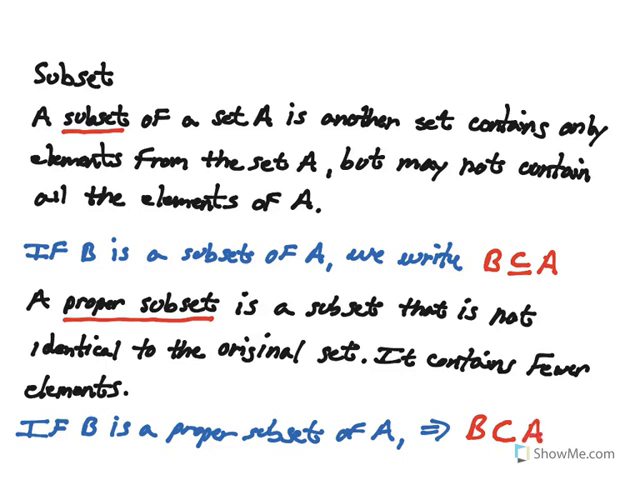Okay, it's not the letter C, that's a U that's on its side. So make sure that we understand that. So again, a proper subset is a set that is not identical to the original set. It contains fewer elements. So if B is a subset of A, then B has fewer elements than its original set, which is A. So think of a subset as a smaller collection of something that's part of a bigger collection. So it should have fewer elements than the original set, if that makes any sense.